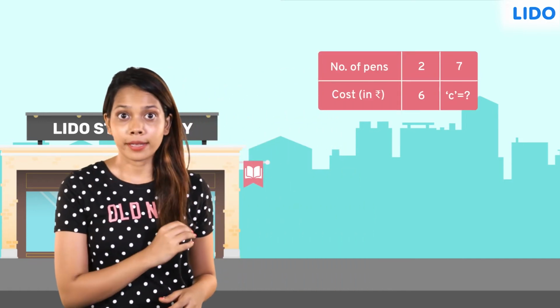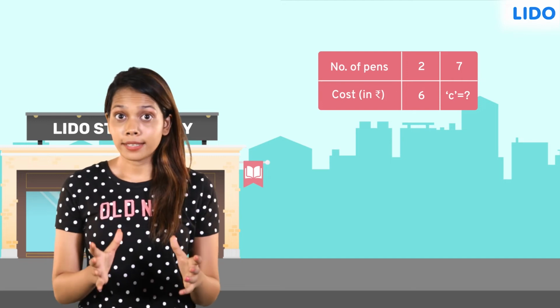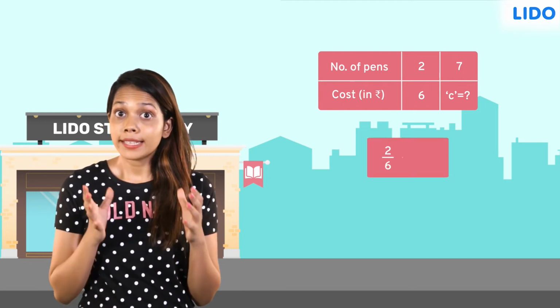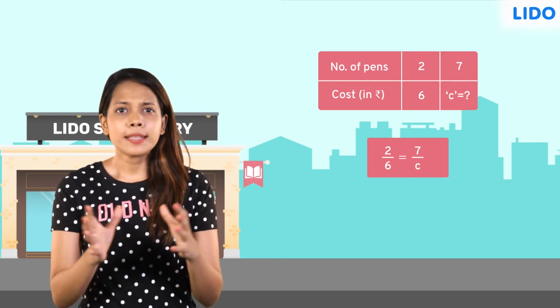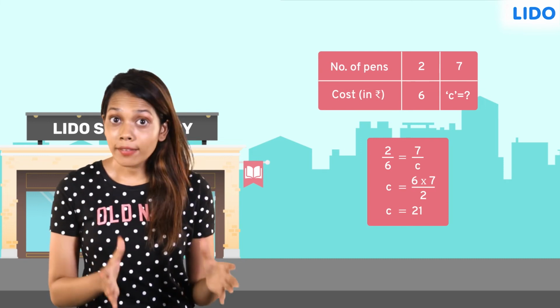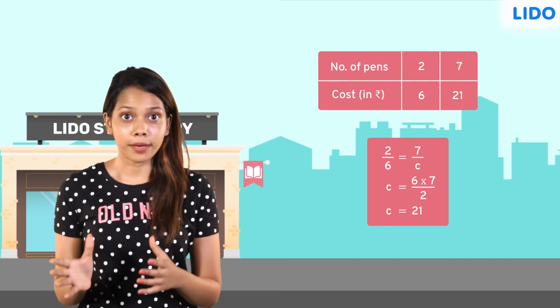Like, what if we were to find the cost of 7 pens? Since both the quantities are in direct proportion, 2 over 6 would equal 7 over c. Simplifying this, we get c equals 21. So 7 pens will cost 21 rupees.